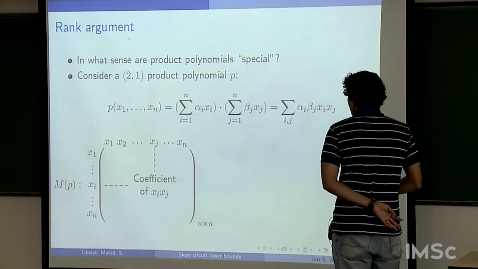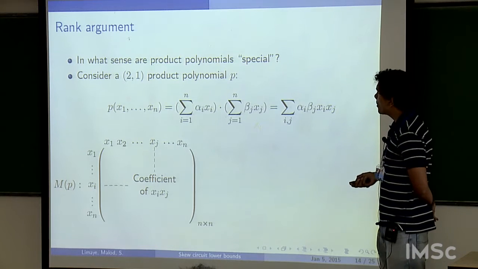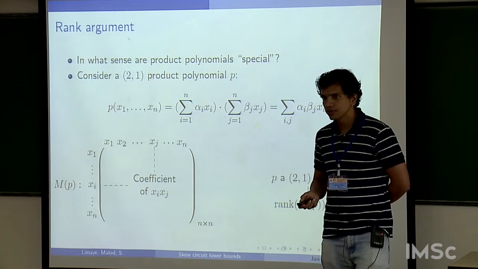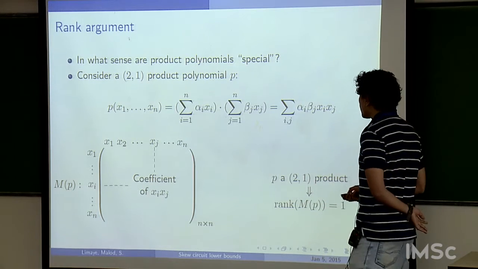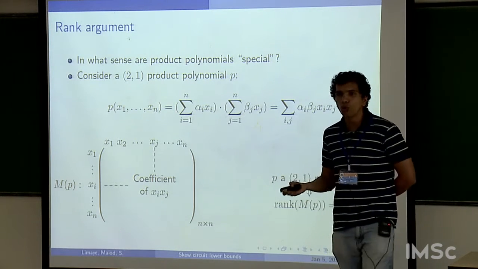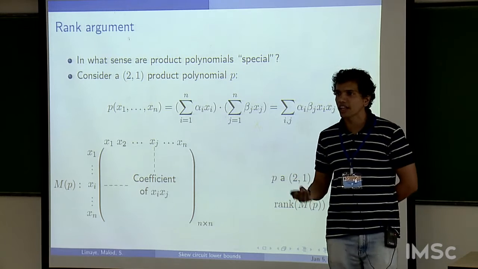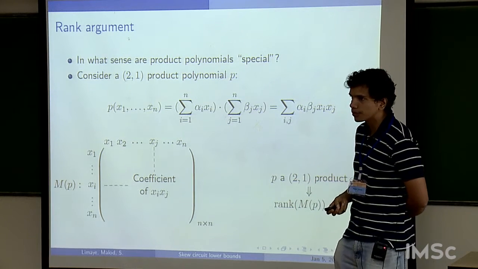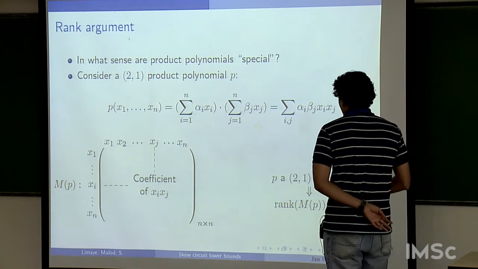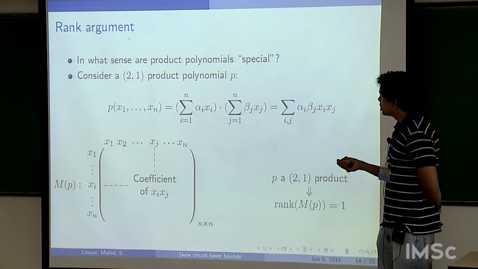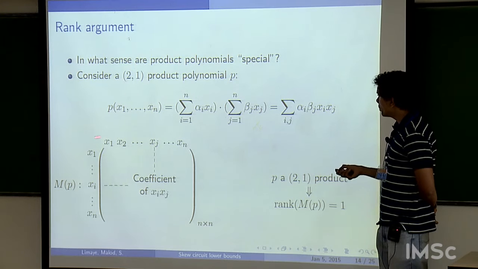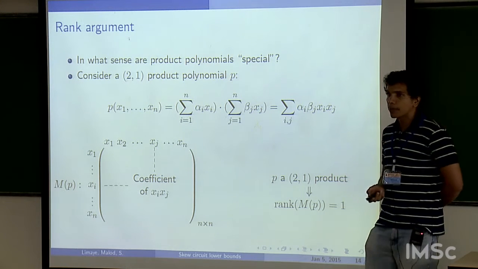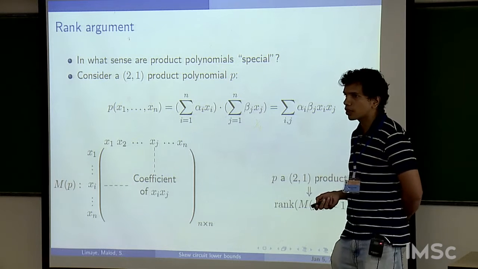Okay. So the observation is that if p is a 2-1 product polynomial, this matrix is rank 1, right? And in general, if it's a sum of a small number of 2-1 product polynomials, it's going to be a small rank matrix. And that's essentially the idea behind the lower bound. Okay. So let me do this in slightly more detail. If I have a 2-1 product polynomial and I define the matrix for p in this particular way, you get a rank 1 matrix. That's what's special about a 2-1 product polynomial.